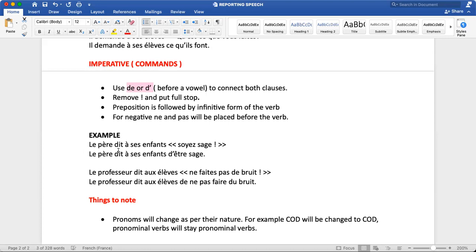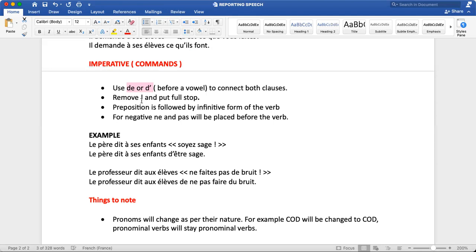Le père dit à ses enfants, soyez sage. It means the father said to his children, be nice. So, soyez, here there is no subject. How will you get to know if the sentence is in imperative? When there is no subject, the sentence starts directly with the verb. So soyez is a verb.